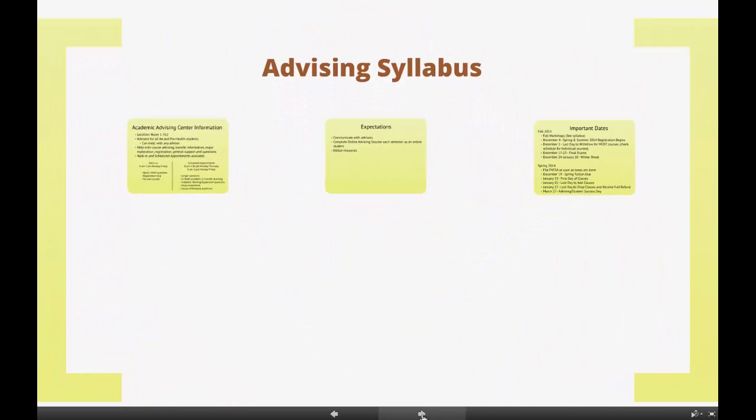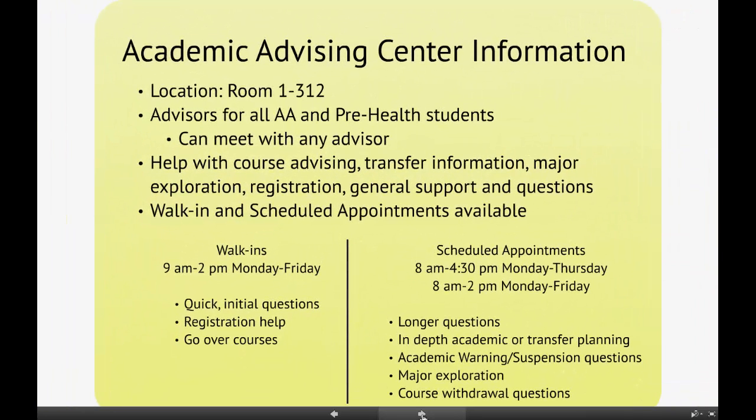Now that you have reviewed the advising syllabus, let's go over some of the important updates. First of all, over the summer we transitioned into an academic advising center. Our location is in room 312, and we are assigned as the advisors for all AA, pre-health, and pre-nursing students. You can meet with any of the advisors that are located in the academic advising center. We can help students with course advising, transfer information, major exploration, registration, general support, and questions.